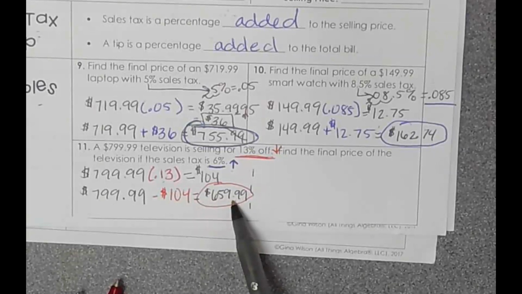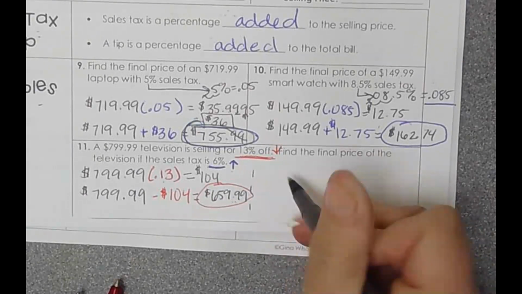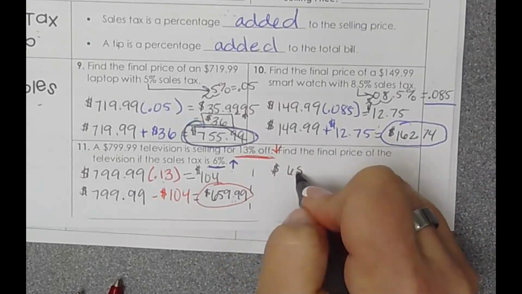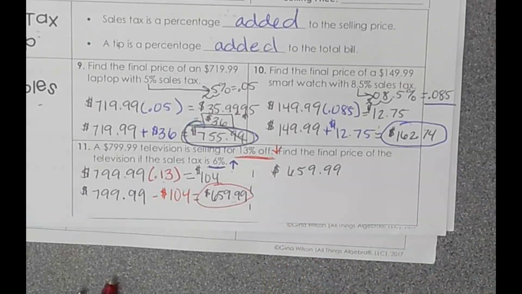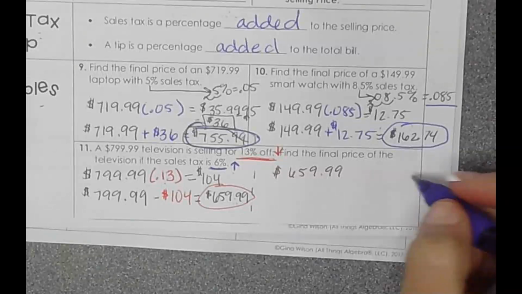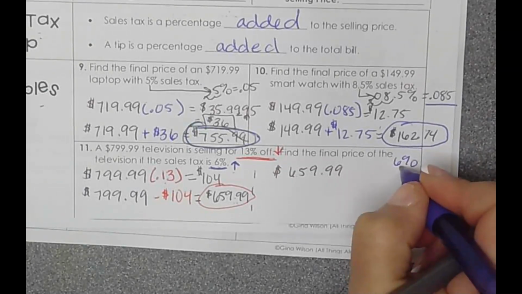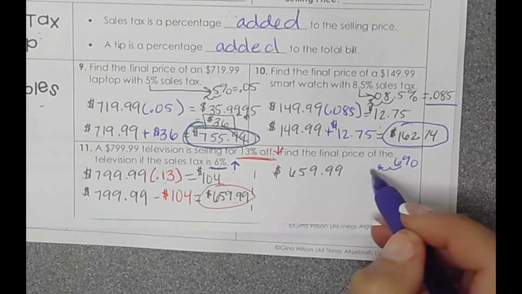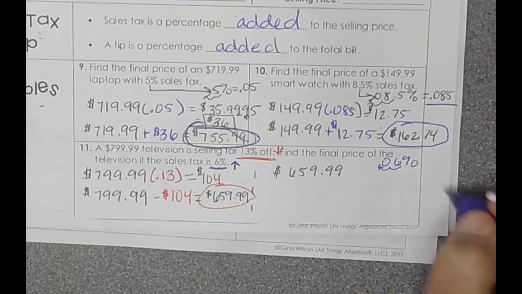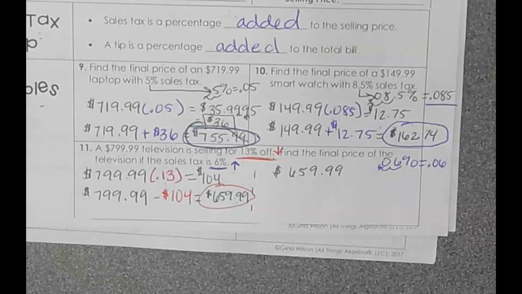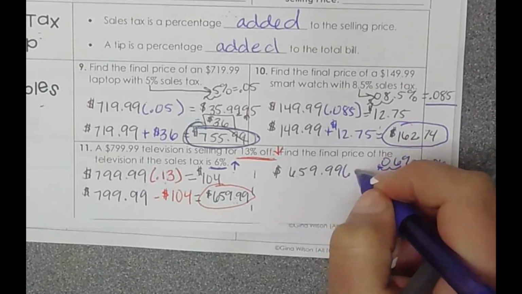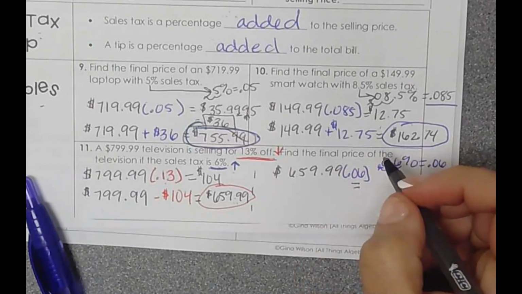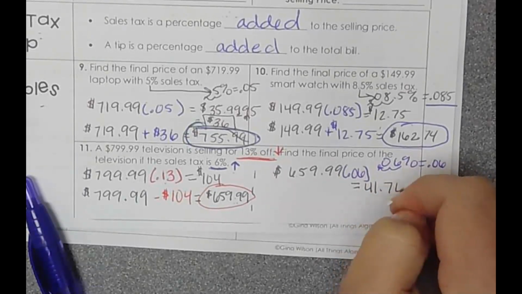Okay, now we're going to take this discounted television and go pay for it, but we got to pay sales tax. So we're going to take this $659.99 and now we're going to multiply it by 6%. Be very careful with these percentages that are less than 10%. You need to make sure to add a 0. So the decimal we are using is 0.06, which tells us that that would be equal to $41.76.